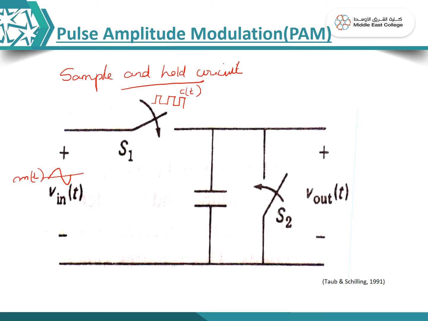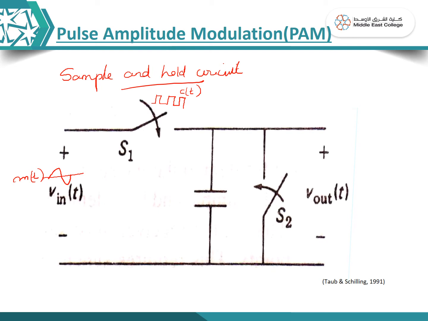And then the switch S2 is closed. Then whatever charge is held will discharge to ground, so that the capacitor discharges all the stored charge. Again, the next carrier pulse comes, and the switch S1 will close. The capacitor will charge to the corresponding message signal value, and then the capacitor will hold that charge. Even when the switch S1 is open, the capacitor will hold that charge, and then we will get the corresponding sampled signal as the output.